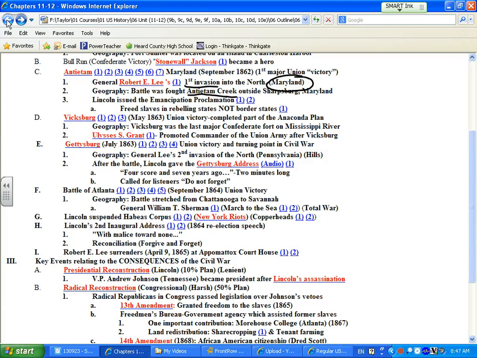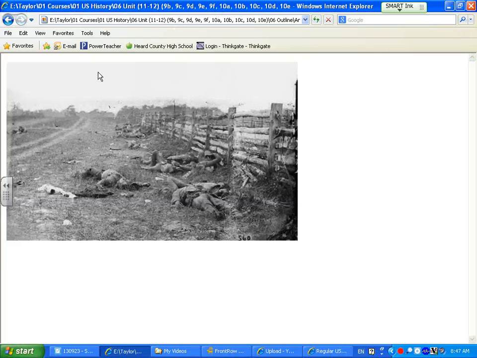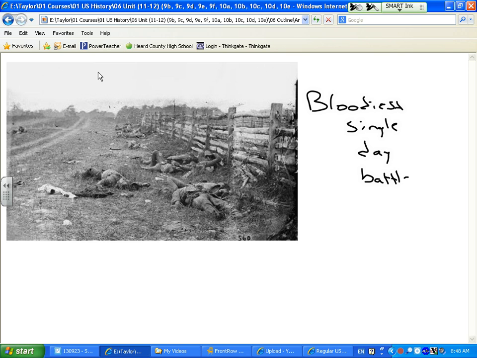I have pictures that I would like to show you. This is the scene of one of the bloodiest battles of the war. Antietam is known as the bloodiest single day of battle during the Civil War. Over 8,000 soldiers died in a 24-hour period during this battle.